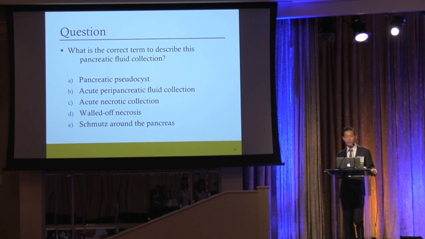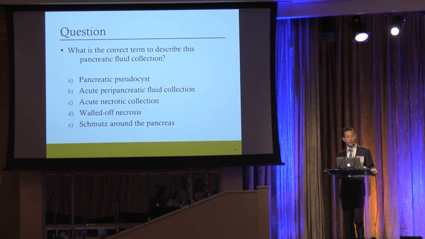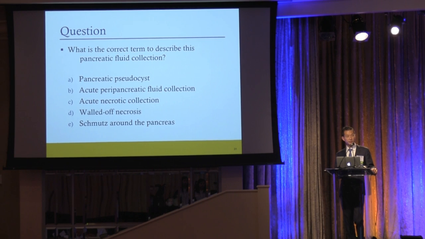So again, we'll just do it with a show of hands. A, pancreatic pseudocyst. B, acute peripancreatic fluid collection. C, acute necrotic collection. D, walled off necrosis. Or E, some schmutz around the pancreas. All right, so most of you chose B. So let's talk about pancreatic fluid collections.